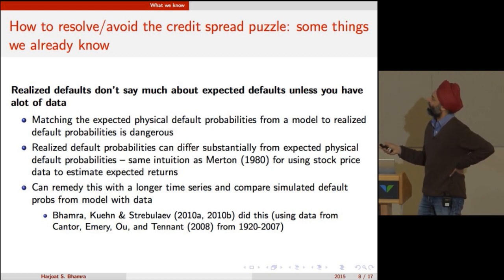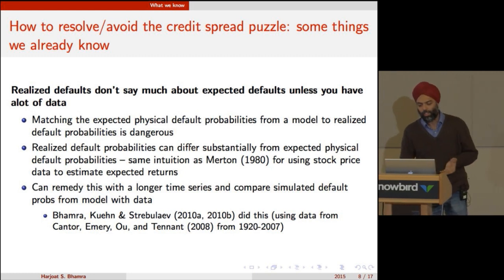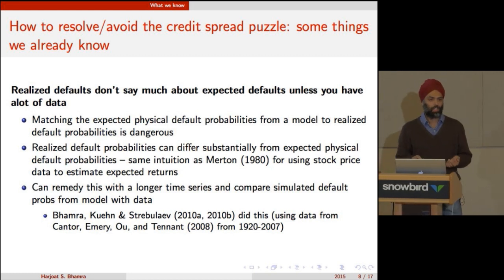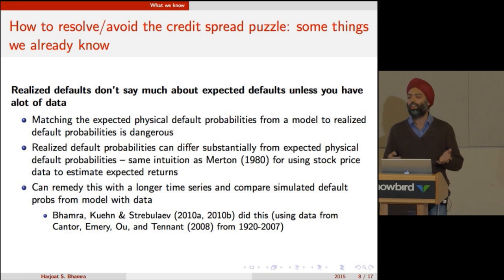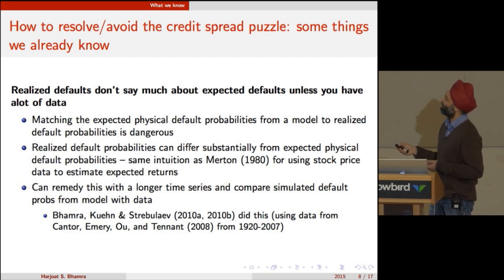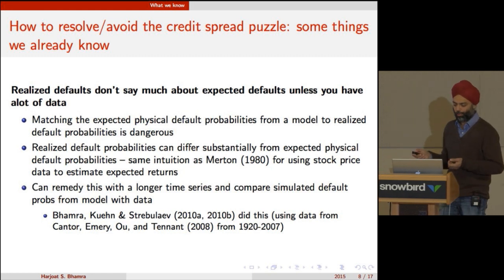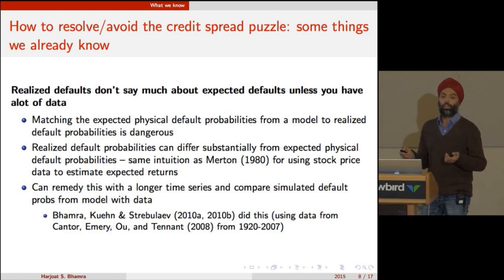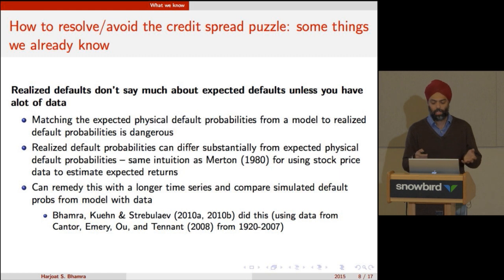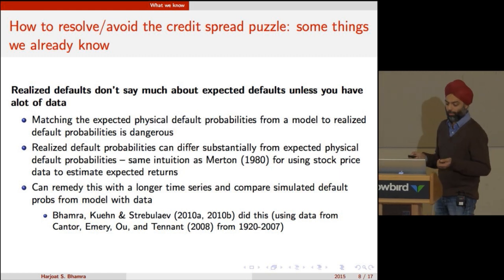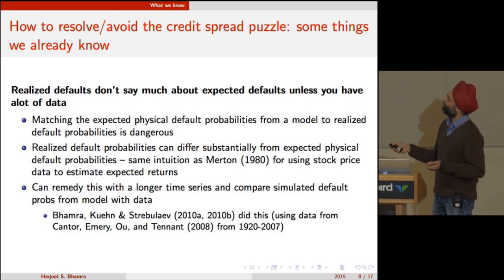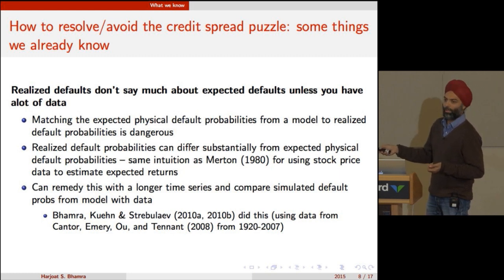So Merton, back in the day, told us, look, if you want to use stock price data to estimate expected returns, you need a lot of data for that. You need a long time series. And it's basically the same idea here. But we can remedy this problem by getting a longer time series from the data and comparing it with simulated default probabilities from your model. So I've got a paper which does this, and the data, I didn't get it, I got it from a paper.